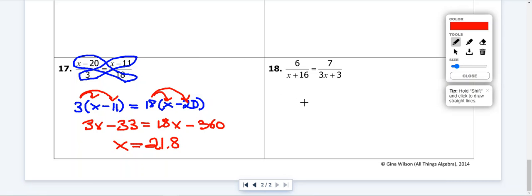Why don't you give yourself a shot for number 18 and see what you get? x is equal to 8.5. If you didn't get x is equal to 8.5, double check your distribution. Did you multiply 7 times x and 7 times 16? If you have any further questions, feel free to ask. Otherwise, welcome to the world of triangle similarity.